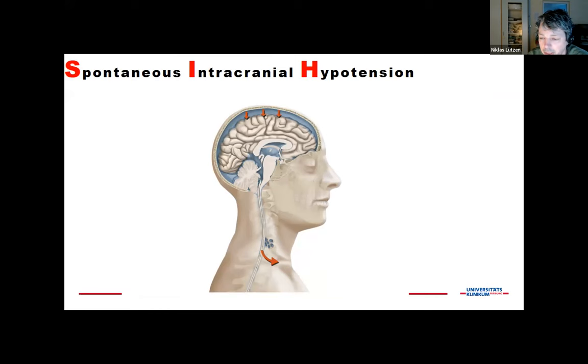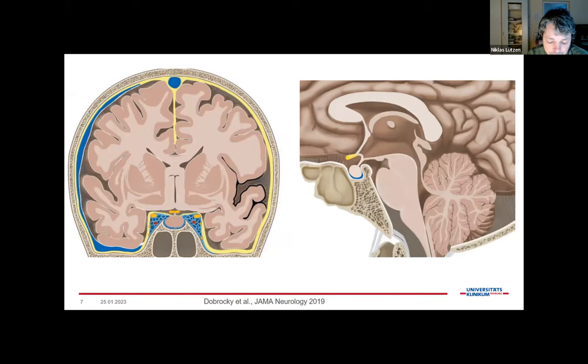And what exactly happens in the head? There's not enough CSF in the head, so the brain is sinking, and therefore it pulls at the dura. It may produce fluid collections in the subdural space or subdural hematomas. We can see brain sagging. We may see tonsil herniation. And there is something like a vacuum phenomenon that evolves, so that we can see an enlarged pituitary gland, and we may see enlarged sinuses.